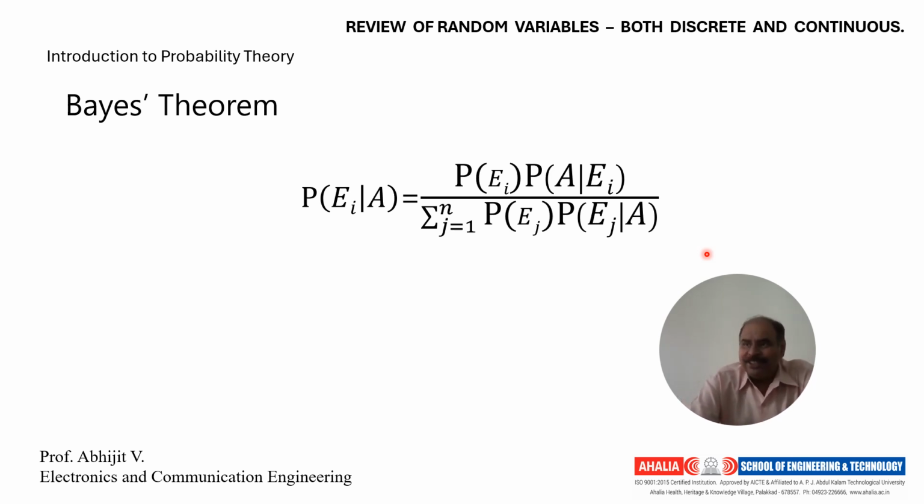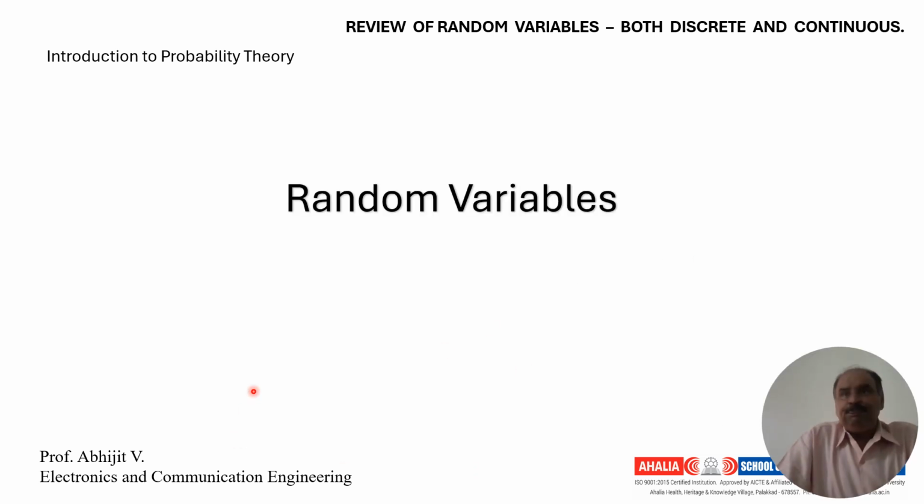I am very sure that it is not very clear for you. As we do the problems, I believe that you can understand more about Bayes theorem. Now we'll define what is random variable, and we'll see some real-time examples of implementing Bayes theorem also. Bayes theorem is something that you might have already studied in your engineering mathematics previously.